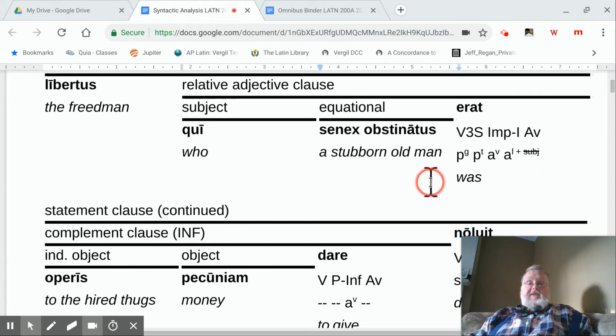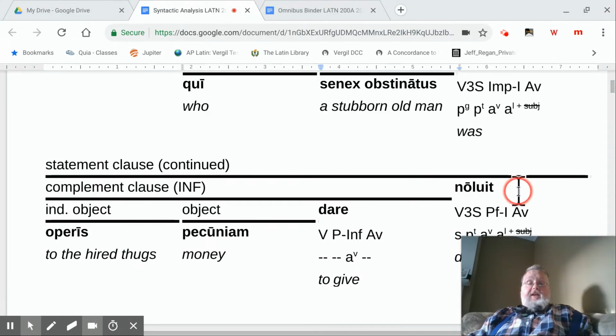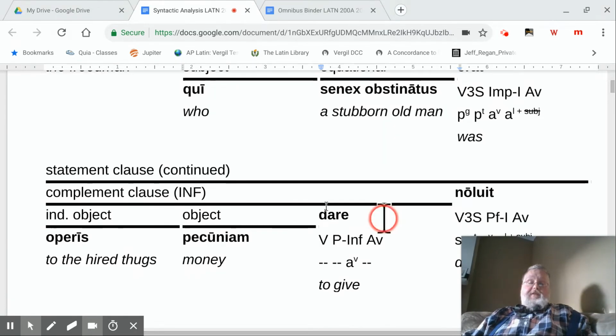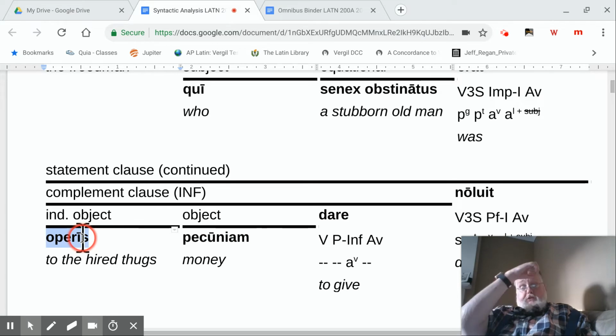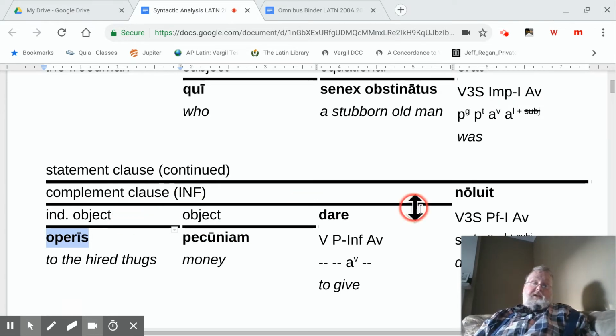where are we at? Oh, big sentence. The freedman did not want to what? Complement clause with the infinitive, to buy. That's in a complement clause, infinitives have no tense and no aspect. Or pardon me, not to buy, but to give money, dative indirect object, to the hired thugs. So he did not want money, he did not want hired thugs. This complement clause right here controls the hired thugs and the money because it's dare.